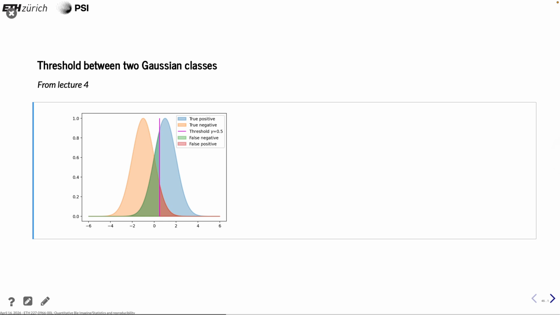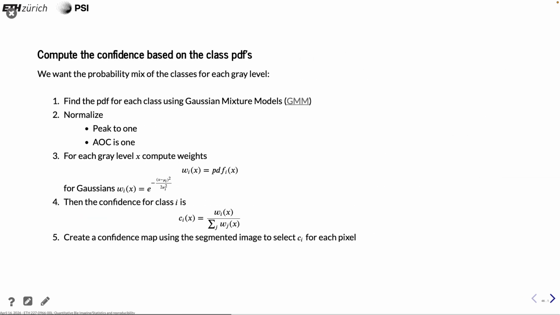And we can't know if it's true or not if we don't have a ground truth. So let's see what we can do instead. This is an approach that was introduced by Peter Moonen. In principle, what we need to do is to find the probability distribution function using Gaussian mixture models, and then we can normalize these so we have the peaks on the same level.